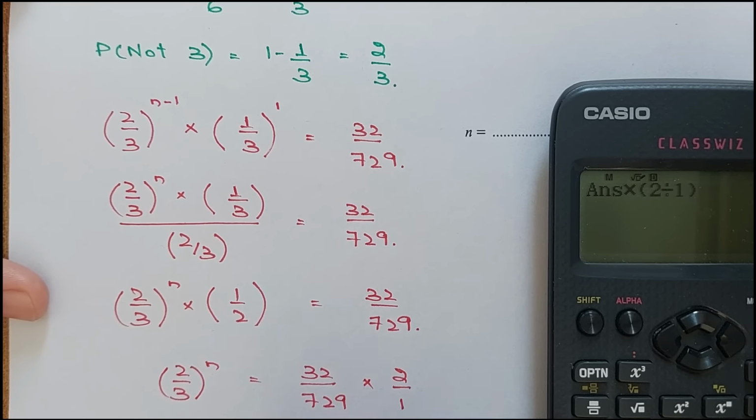What is 64? 2 to the power 6 is 64, and 3 to the power 6 is 729. So this is 2 by 3 to the power n, and this is also 2 by 3 to the power 6. Comparing the powers, we have n equals 6.